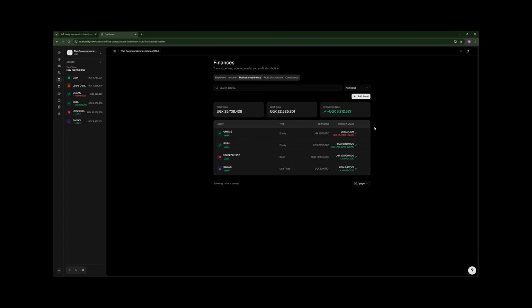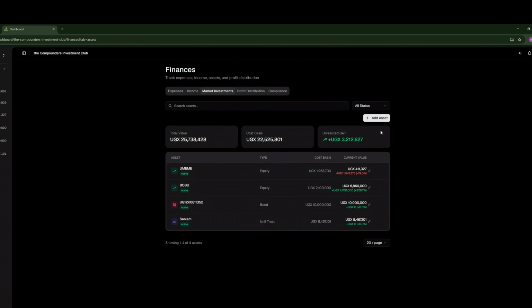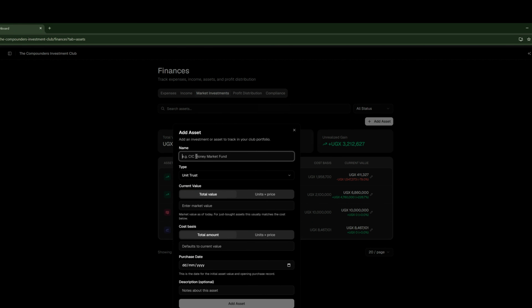I'll log another unit trust for the club the same way. I'll add asset, and that is SBG. The type is still unit trust. The amount is 6 million. 669,516. And that is the same as the cost basis. And purchase date, let's say at the beginning of the month. And then we'll add asset.